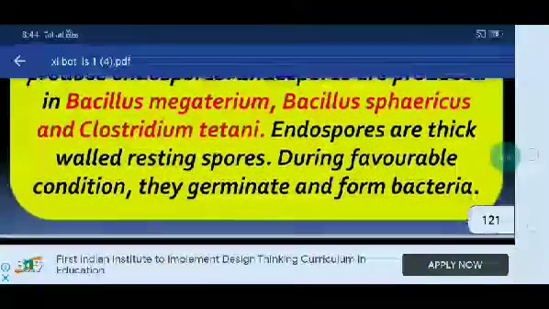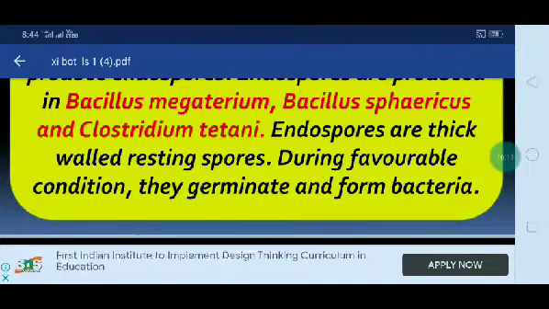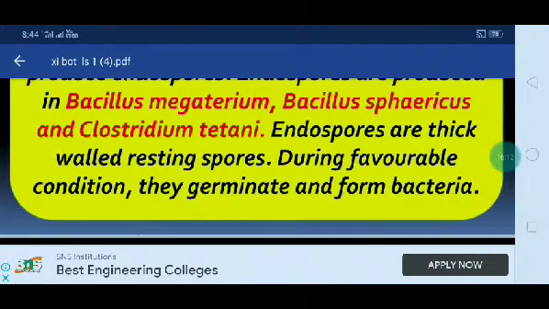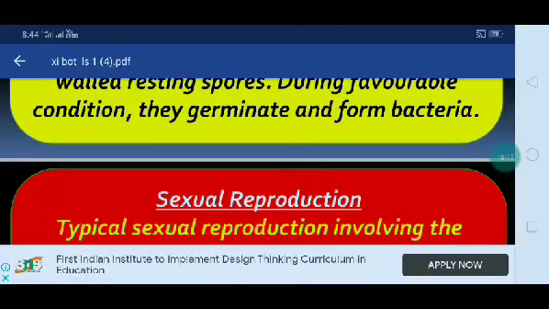Endospores are thick-walled, resting spores. During favorable conditions only, they germinate and give rise to bacteria.